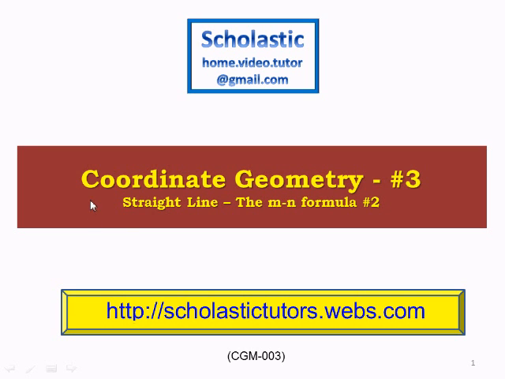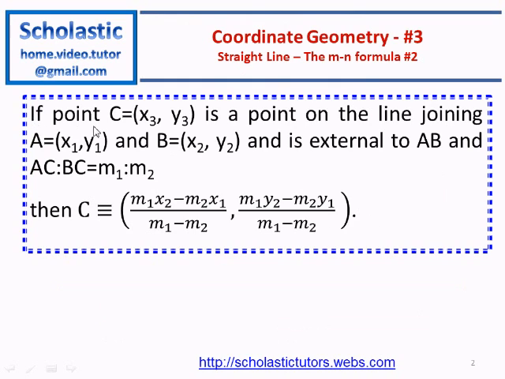Hi, coordinate geometry number 3, straight line, the MN formula number 2. If point C is a point on the line joining A and B and is external to AB, and the ratio AC to BC is equal to the ratio M1 to M2, then the x coordinate of C is given by this one and the y coordinate is given by this one. So let's try to prove this.